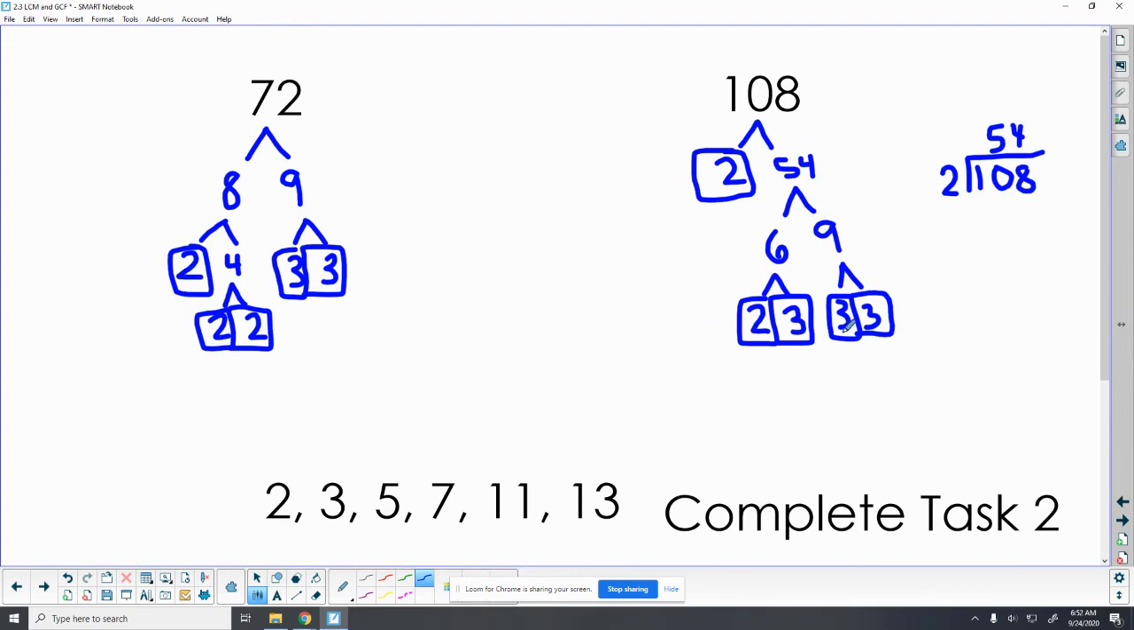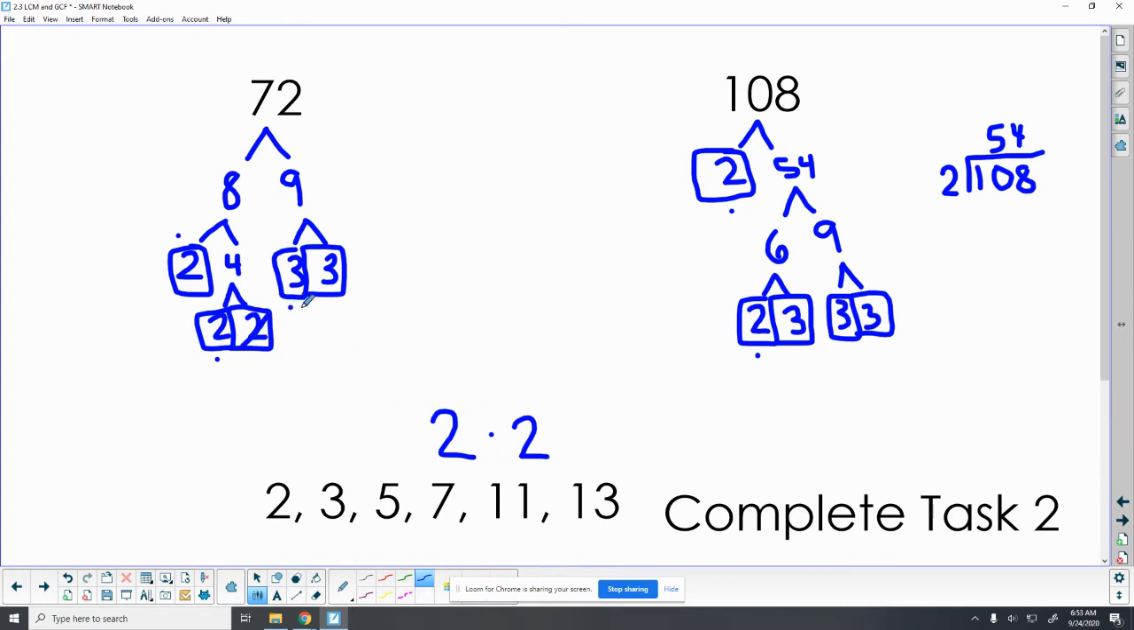So now we're going to look and compare and see what numbers we have in common. So 2 and a 2. So yes, I'm going to write that down. Hey, here's a 2. Here's another 2. So I'm going to write the next 2 down. Here's a 2. Do we have one over here? Nope. So I can't use that one.